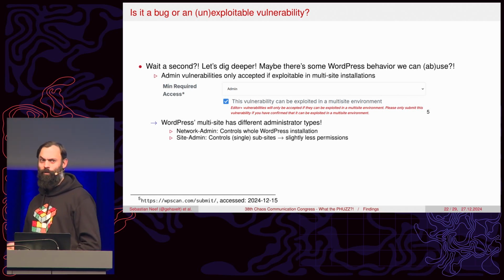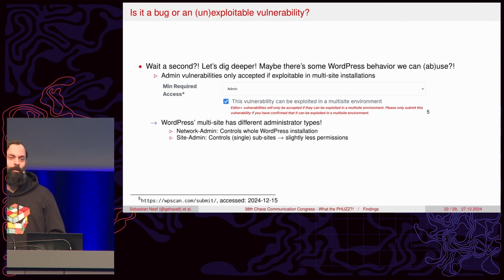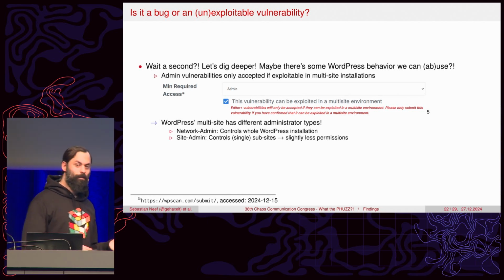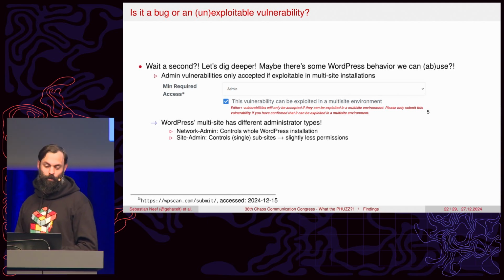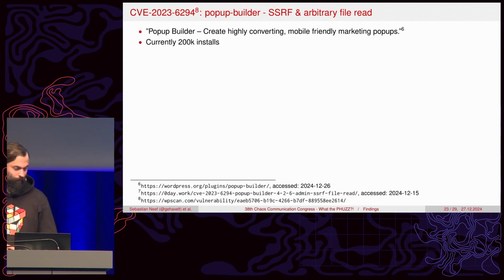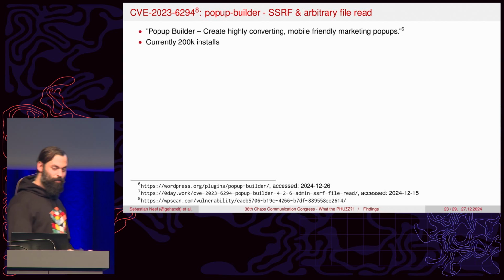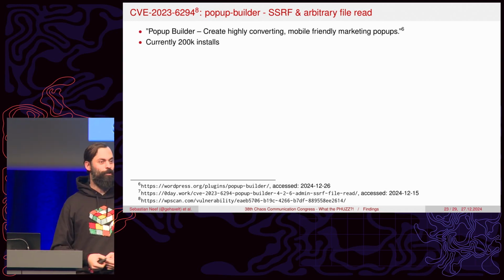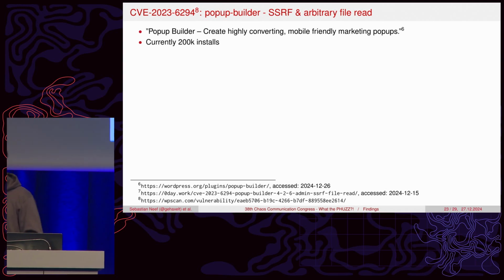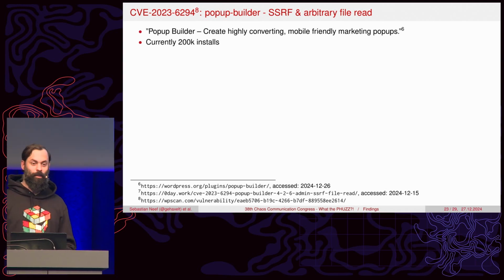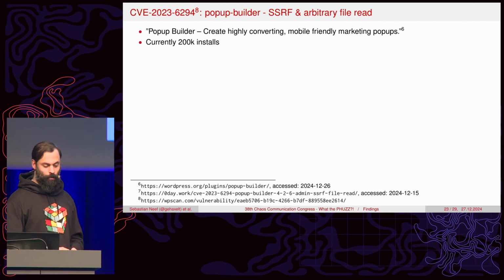So now the threat model changes. If we are a sub-site administrator and we can use a vulnerable plugin to actually attack the whole WordPress installation, we might have a proper vulnerability. So we looked through the issues that we discovered and actually found two different vulnerabilities that qualify as valid issues.